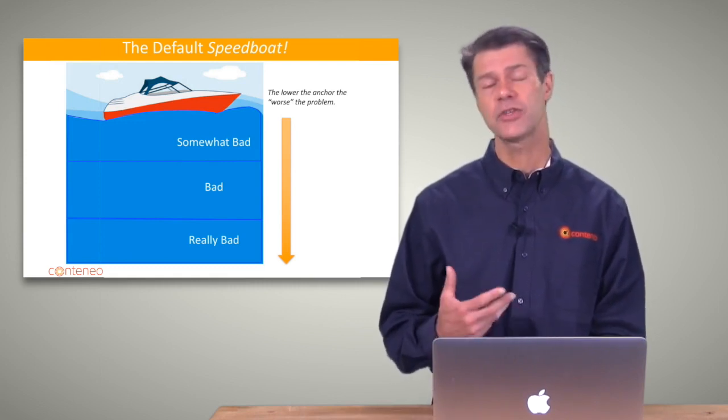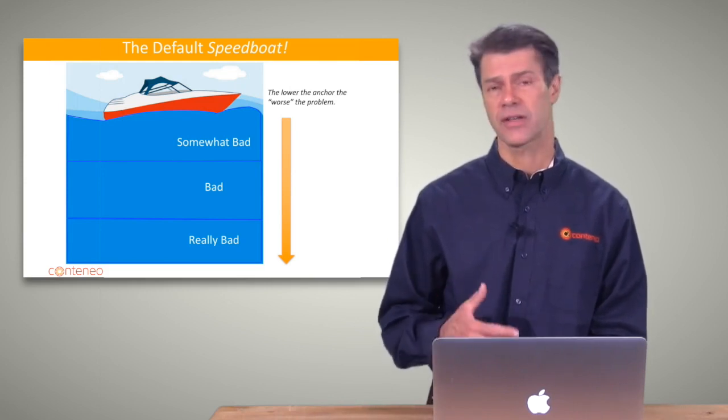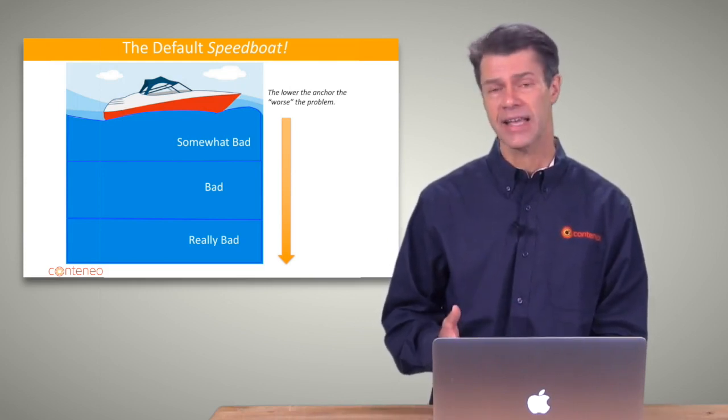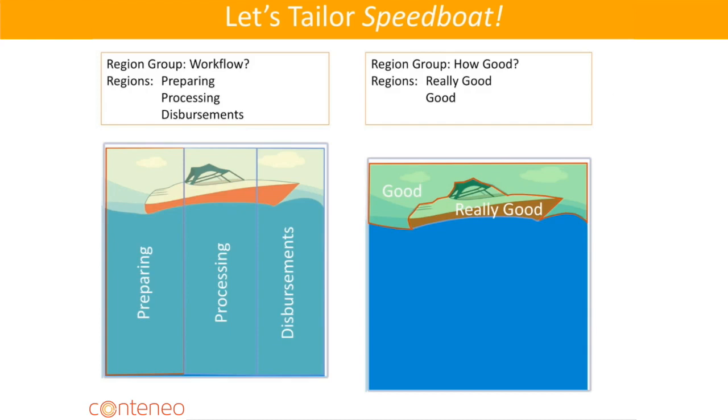So we want to add 2 kinds of regions. The first is regions that are associated with workflow, and the second are regions that are associated with things that are going well. What we're targeting is a workflow region group with 3 regions. 1 region for preparing, 1 region for processing, and 1 region for disbursements.